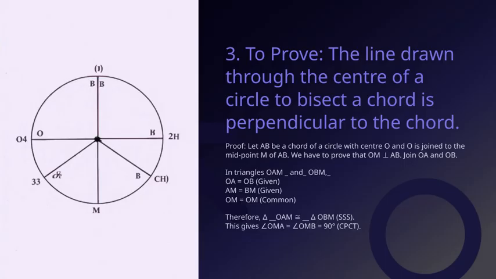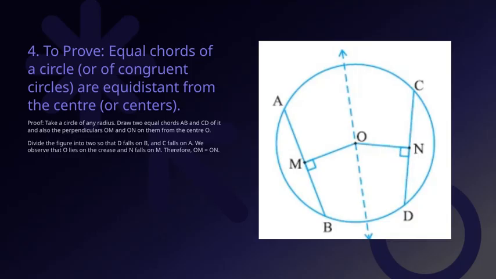This proof beautifully demonstrates how the properties of circles and triangles come together to establish the perpendicularity of the line through the center bisecting a chord. It's a fundamental concept that helps us understand the symmetry and geometric relationships within a circle. Let's walk through this proof together.